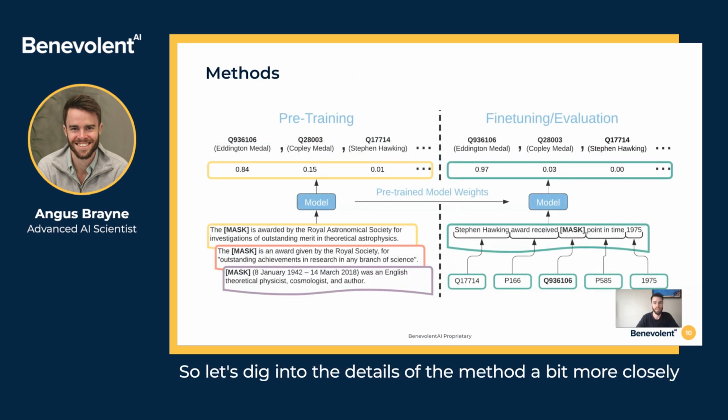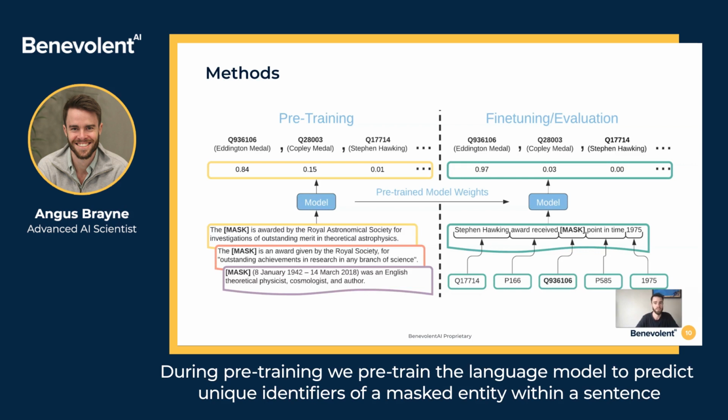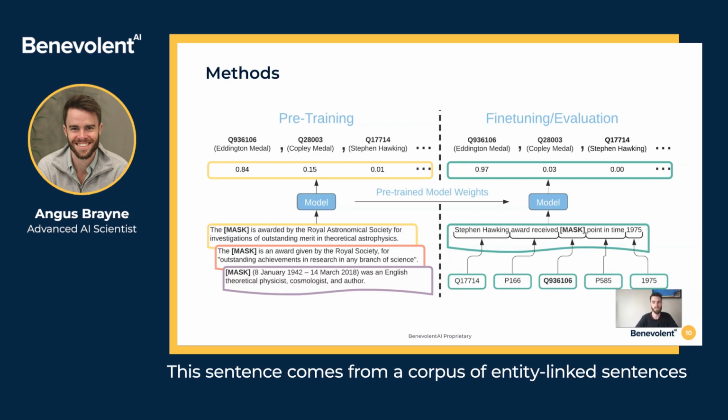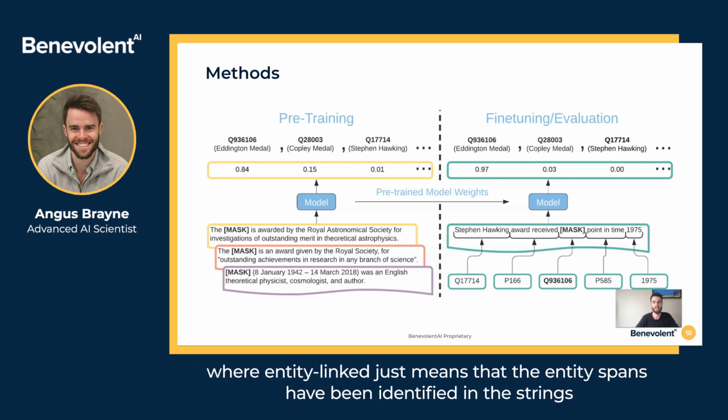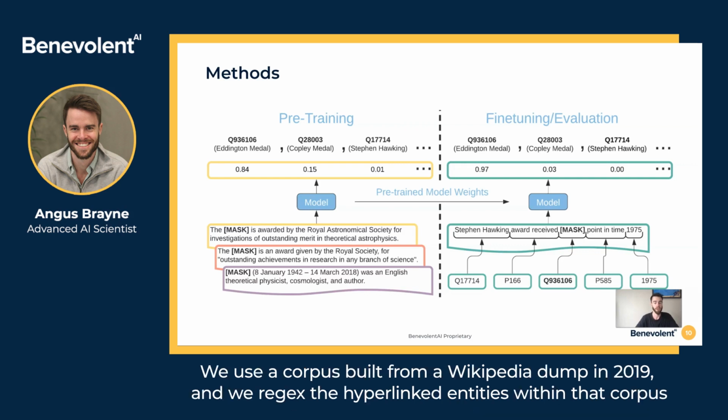So let's dig into the details of the method a bit more closely. Our method consists of three stages: pre-training, fine-tuning, and evaluation. During pre-training, we pre-train the language model to predict unique identifiers of a masked entity within a sentence. This sentence comes from a corpus of entity-linked sentences, where entity-linked just means that the entity spans have been identified in the strings. Any corpus that references the entities of interest may be used, and any entity linking methodology. We use a corpus built from a Wikipedia dump in 2019, and we regex the hyperlinked entities within that corpus.